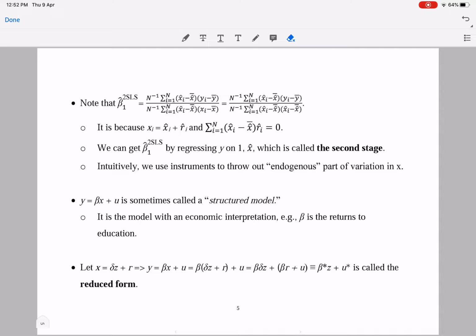Okay, so note that we can replace xi minus x bar here by xi hat minus x hat bar. They are actually the same. The reason is that we can rewrite xi as the predicted value xi hat plus the residual ri hat, and obviously xi hat and ri hat are orthogonal. That's the OLS, or linear projection, first order condition.